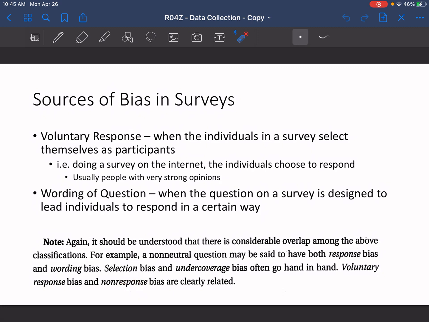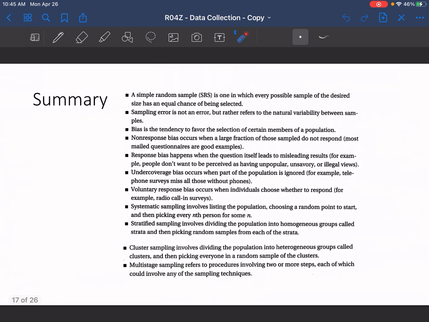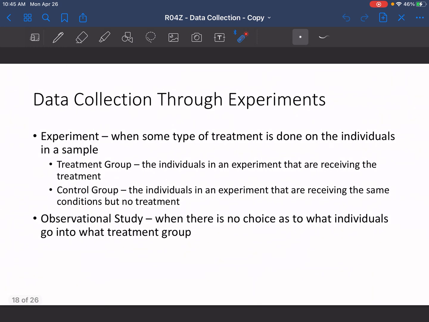So what's being said here is that if you're asked to define the source of bias in a question, particularly like an FRQ question or something like that, and you don't know whether or not to go with response or wording, just put one of them down, and that's probably going to be okay. If you can learn what response is, then most of the time you should be able to understand what wording might be, or selection and undercoverage, something along those lines. So that's really all that's saying. And then this is mostly just a summary of everything that we just went over. There's really no need to go over that.